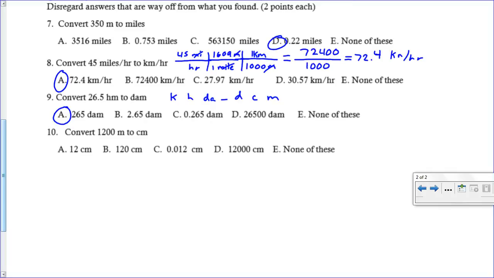Using similar logic here, 1,200 meters to centimeters. Meters is the base unit. We jump it over to centi. That's 2 spots over to the right. So we're going to take our 1,200, take its decimal point there, jump it over 2 spots to the right. All right, and we end up with 120,000. You can see there 120,000 is not on the list of answers, so it is E, none of these.